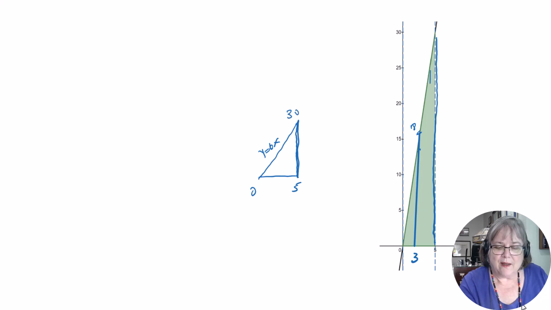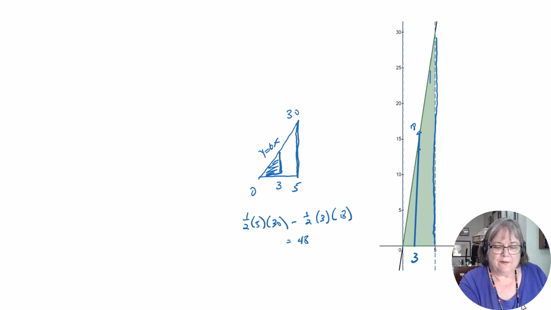So you would find the area of the large triangle, which would be 1/2 the base times the height. And then you would subtract out the smaller triangle over here, and 1/2 the base times the height, which is 18. And this would give you 48. Okay? So that's what it is based on geometry.